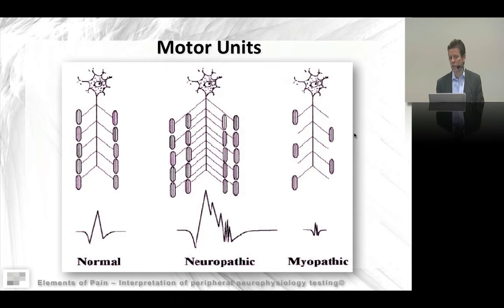In a myopathic condition, it's different. We've lost muscle fibers, whereas the axons are normal. But what we essentially get is the units are smaller. They're shorter and not as big in amplitude. And because there's some irritability in the muscle fibers and their firing's not so regular, we do see some irregularity, this polyphasia, so the up and down.